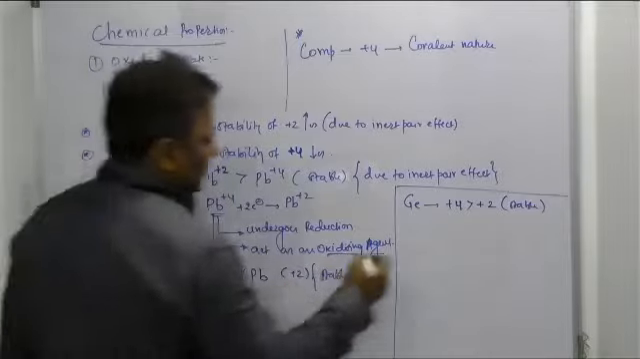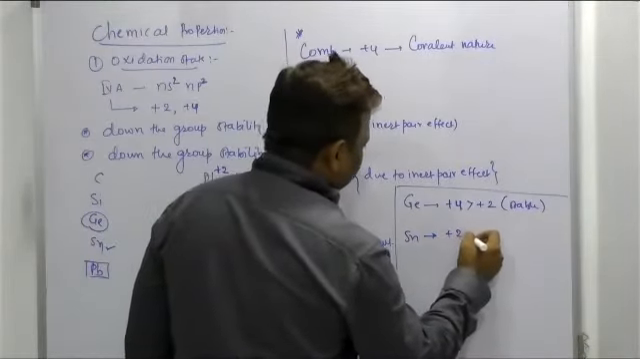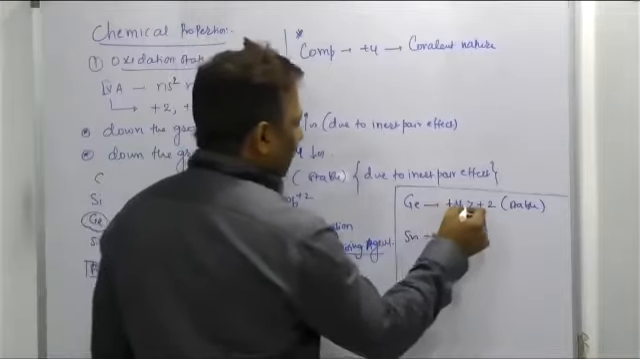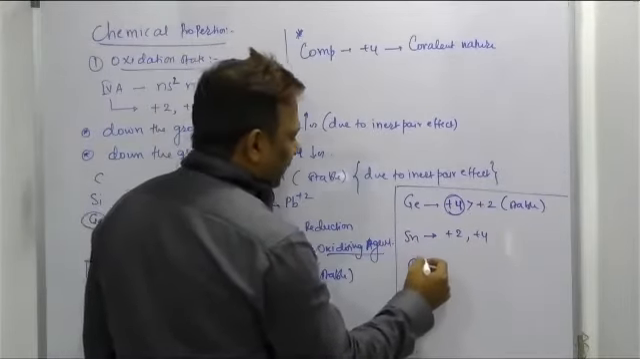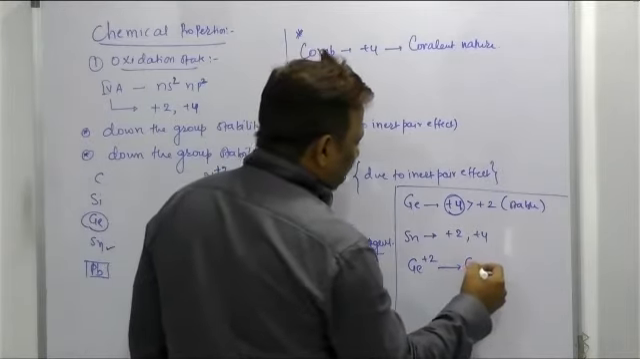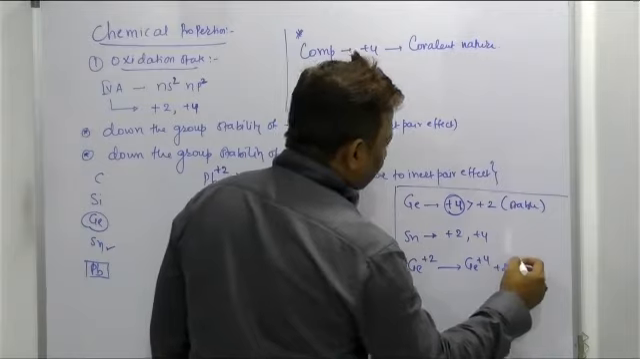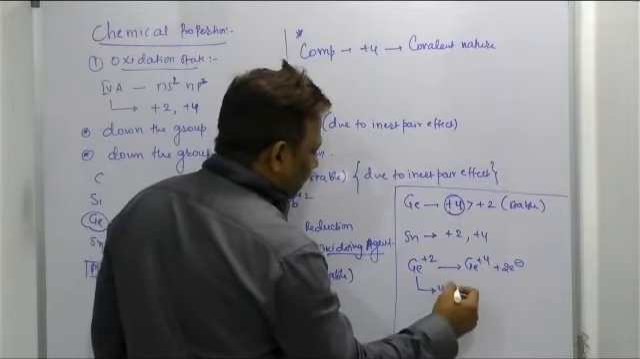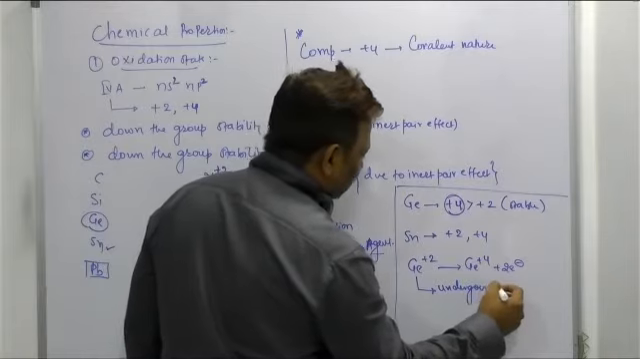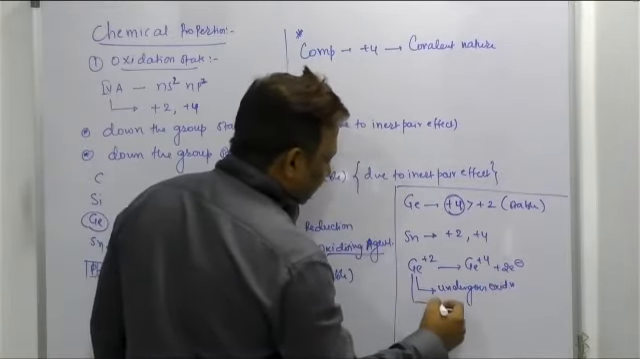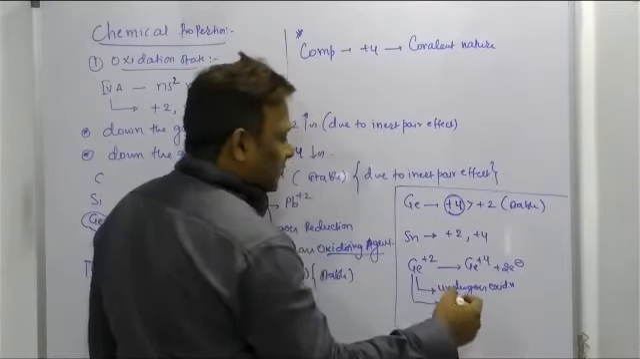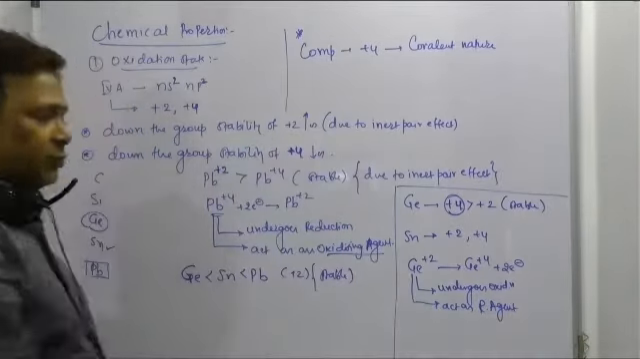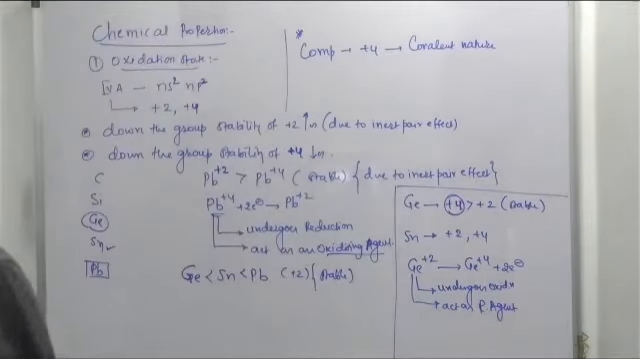Tin, Sn, has compounds in +2 as well as +4. They didn't talk about the stability of tin here, only germanium. If germanium is more stable in +4, how should the reaction move? Germanium +2 loses two electrons to form +4. That means germanium +2 has a tendency to lose electrons, so it must undergo oxidation. Any ion which undergoes oxidation must act as what, beta? It must act as a reducing agent. Remember, germanium +2 is a reducing agent, Pb +4 is an oxidizing agent. Okay, note down.